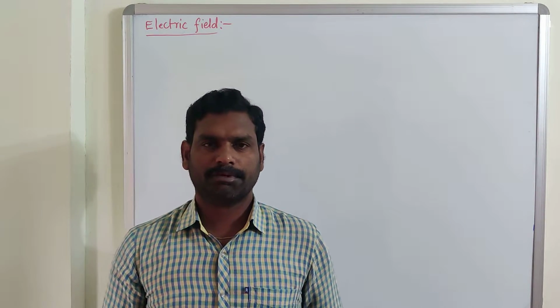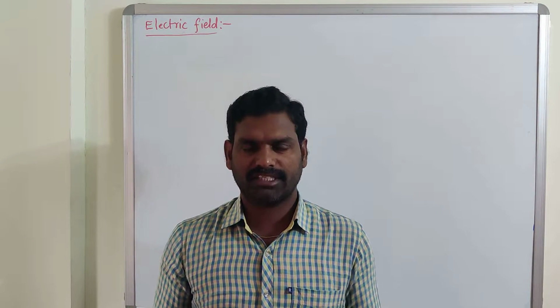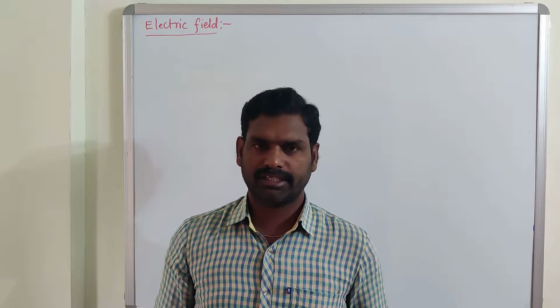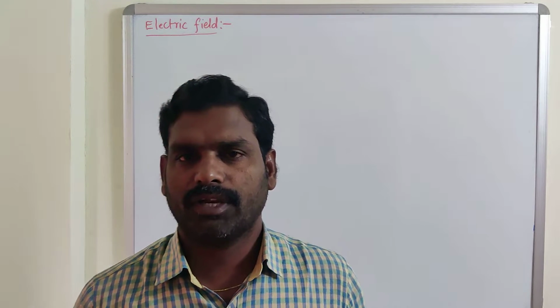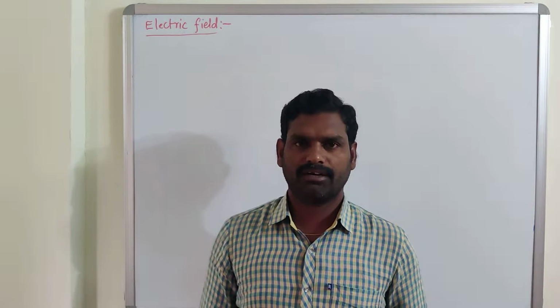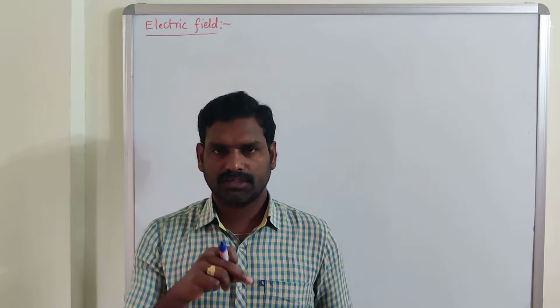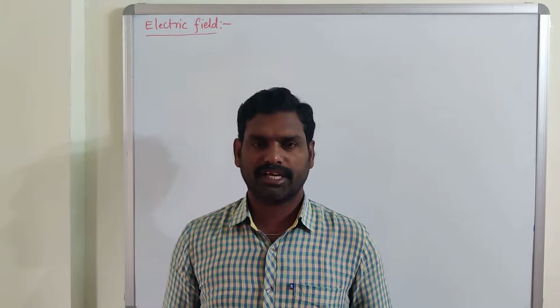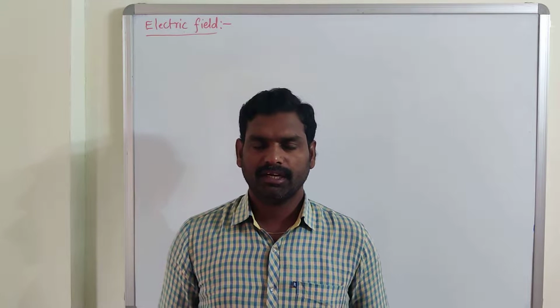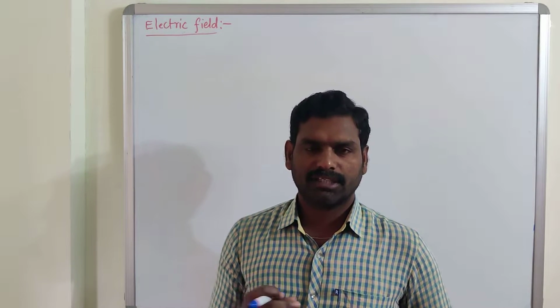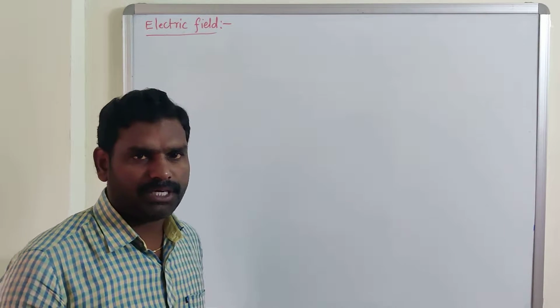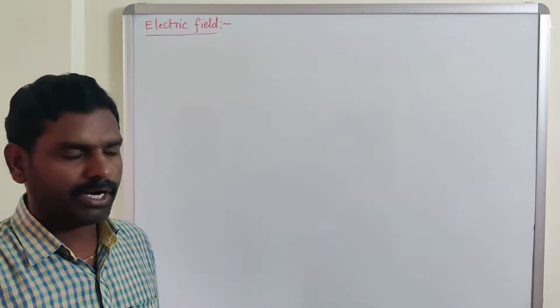I am going to explain how the electric field is generated due to a point charge, and the direction of the electric field: when a positive charge is there, how the direction of the electric field will be, and if the source charge is negative, what is the direction of the electric field created. We are also going to see electric field lines, the concept of electric field lines, and some properties of the electric field due to a point charge.